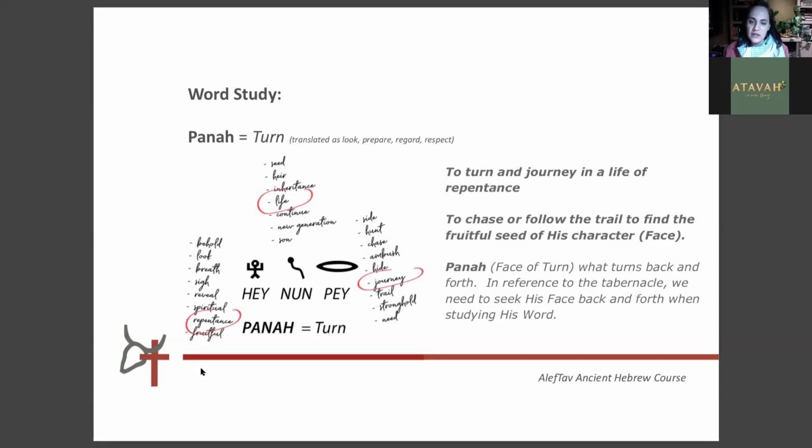The pictures can also mean to chase or to follow the trail to find the fruitful seed of his character. Because I believe when you are convicted of sin in your life or in your soul, for instance, you realize that you worry easily, you worry about the future, and you are convicted of that, and you repent of that, and then you look to Abba, and he will give you that seed of faith not to worry. So every time that you repent, Abba gives you seed to grow that fruit in the place where the sin was. So it's through his seed and through his grace that you are changed into his image. And that all only happens when you enter the tabernacle.